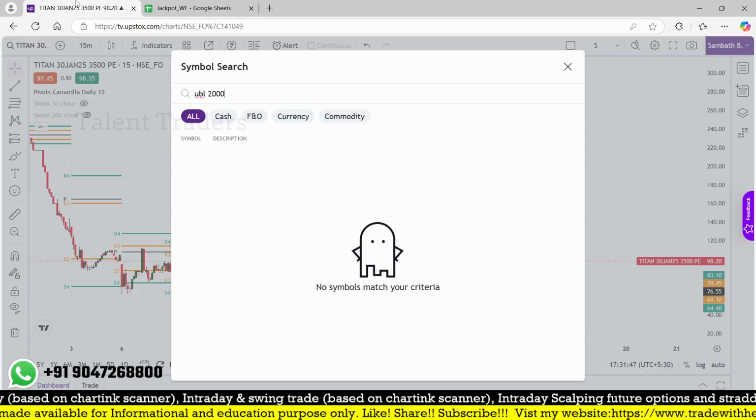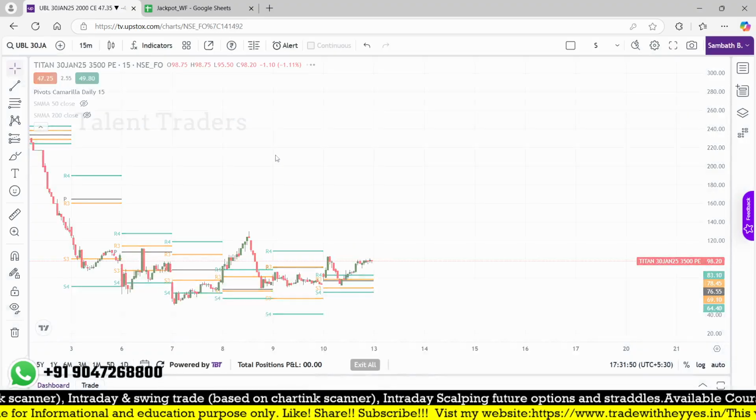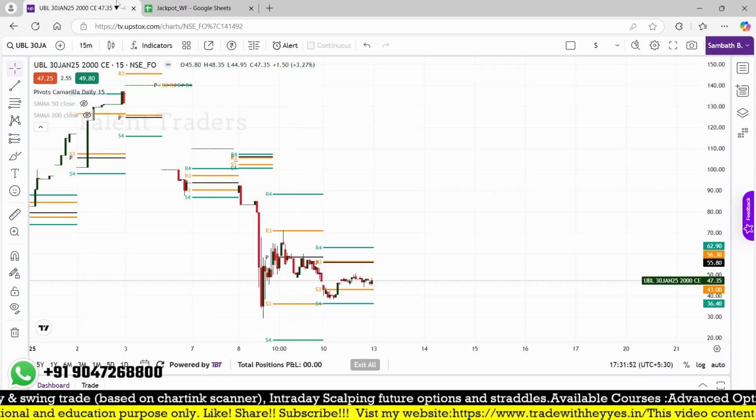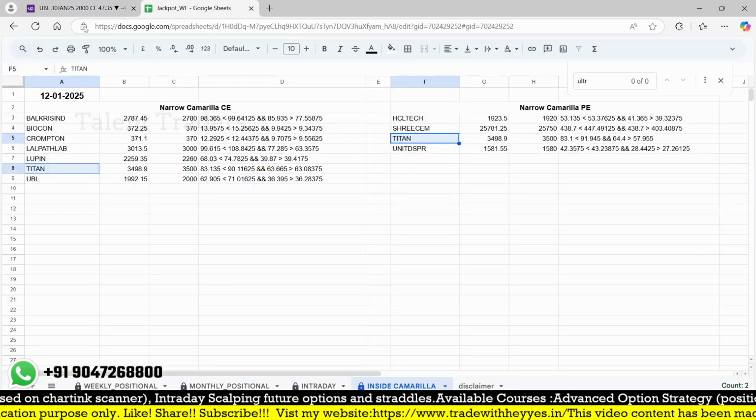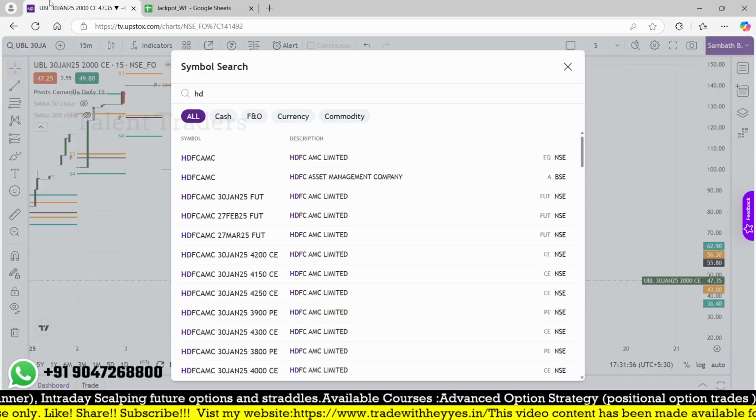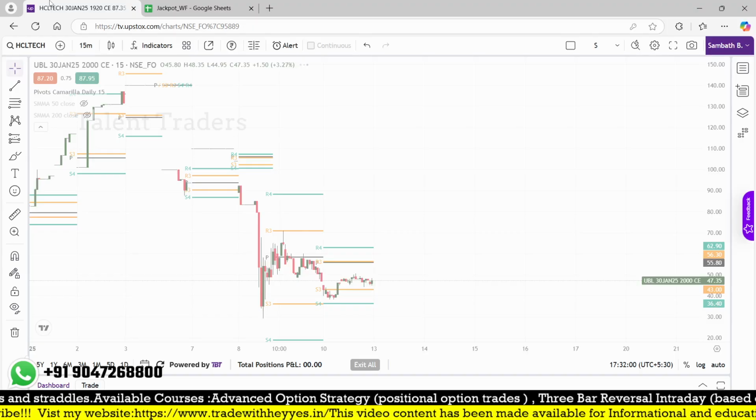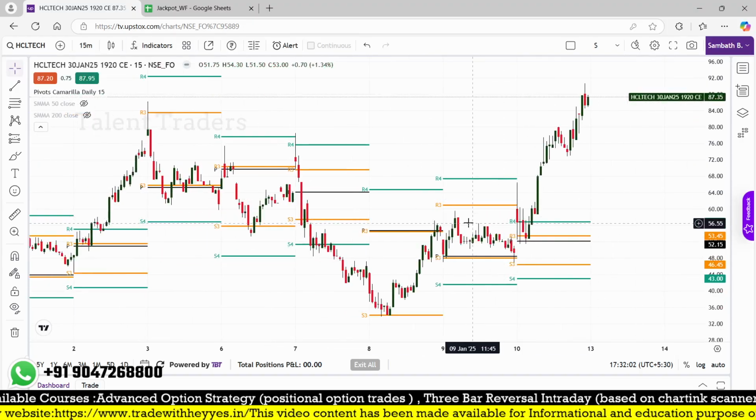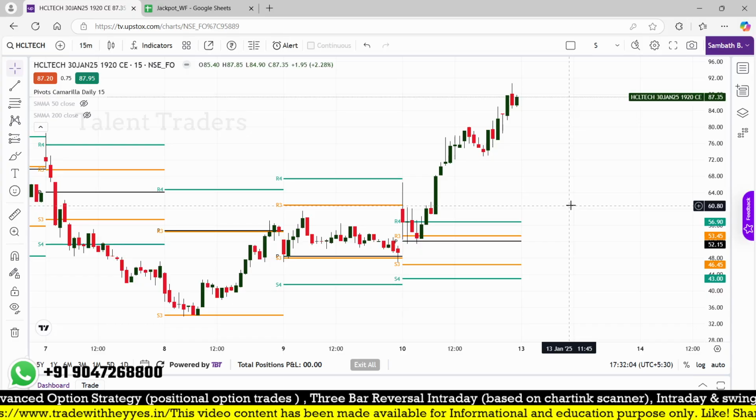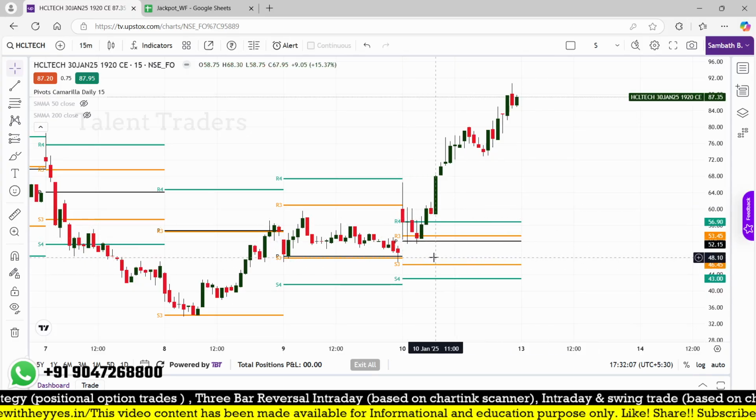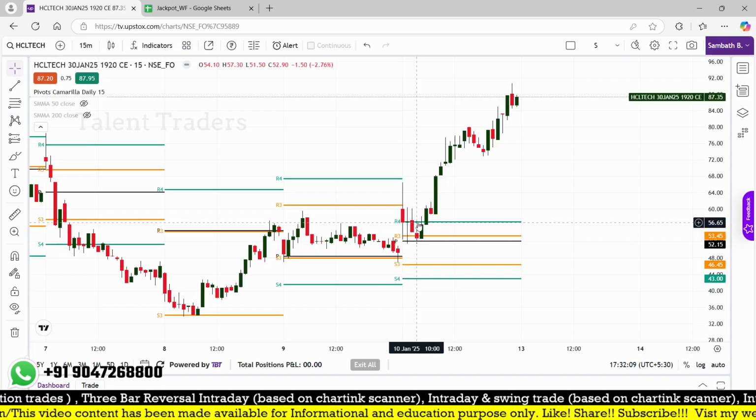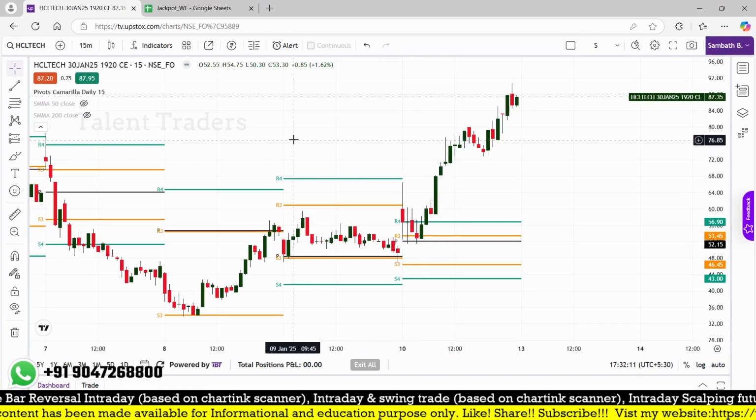UBL 2000 call option is an inside, so it doesn't give you the R4 breakout. In this, SCL Tech 1920 put side only. SCL Tech 1920 put option. Sorry, I think the call option doesn't form an inside level. Even though it breaks the R4 on the first candle, it is not an inside level.